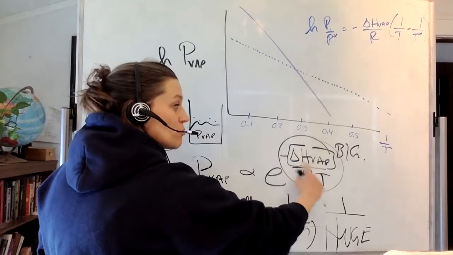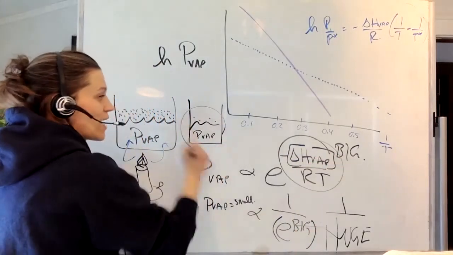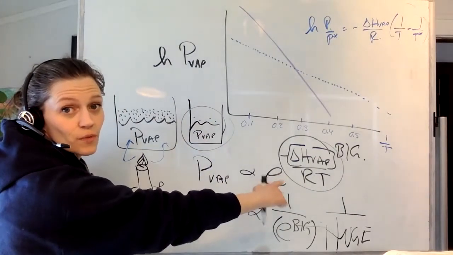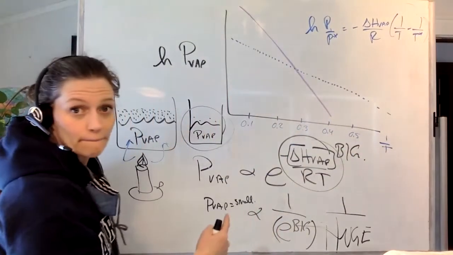If delta H is a big number, lots of energy necessary to break those intermolecular interactions, you're going to have this scenario because of this inverse exponential, which originates in the log proportional to the inverse temperature.